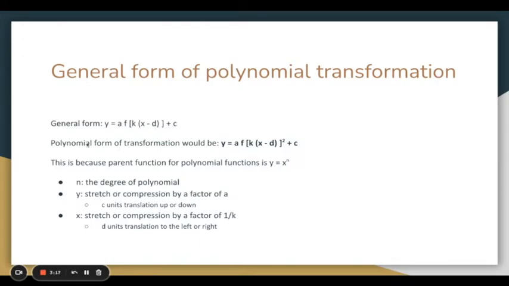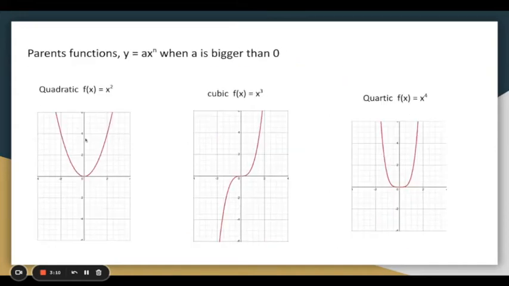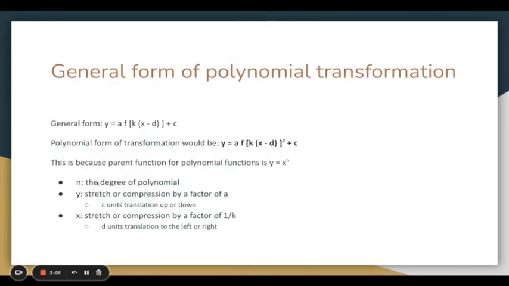However, in polynomial form, we have this power. So power of 2, power of 3, or power of 4, depending on which graph we are looking for. This is because parent function for polynomial function is y equals x power of n, where n is the degree of the polynomial. So like I said, n is the degree of polynomial, depending on what graph we're looking at, and y is the stretch or compression by a factor of a.